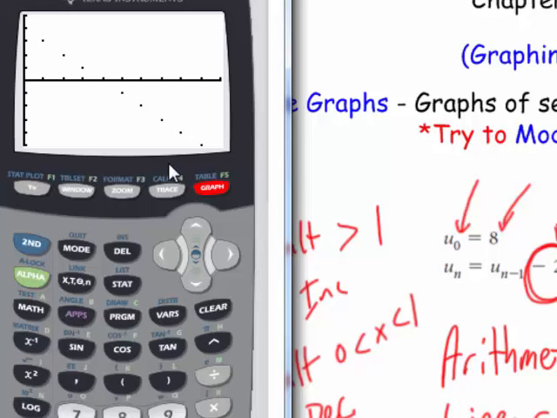And if I want to look at the points exactly, I can always hit trace, and that'll put me right in the graph. So here's my first point, (0, 8). Good, on the 0th term. There we go. First term, (1, 6). Got it. And it keeps going down 2 each time as I go.